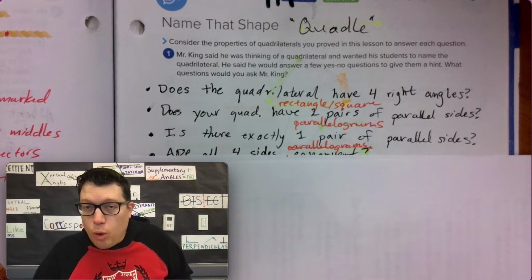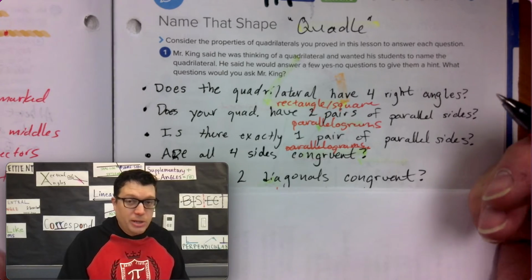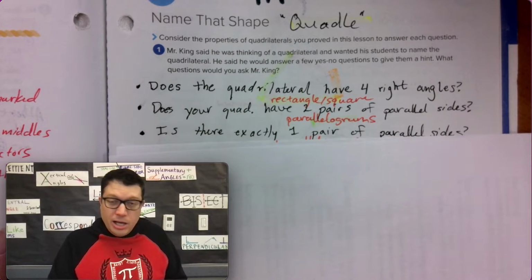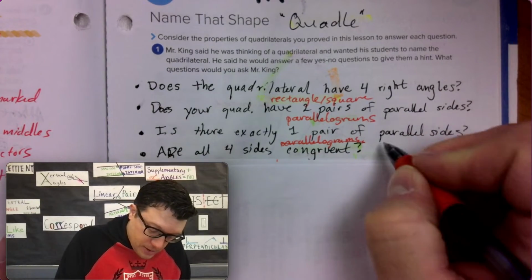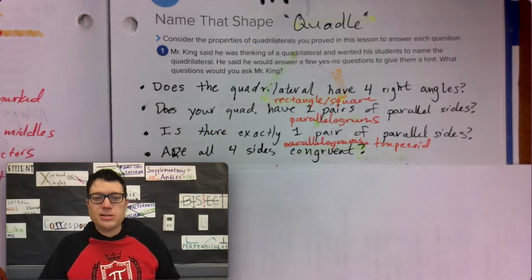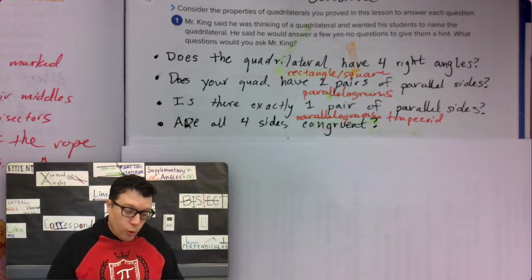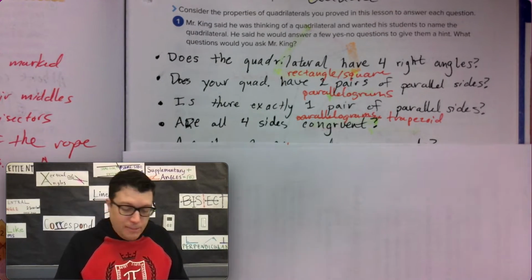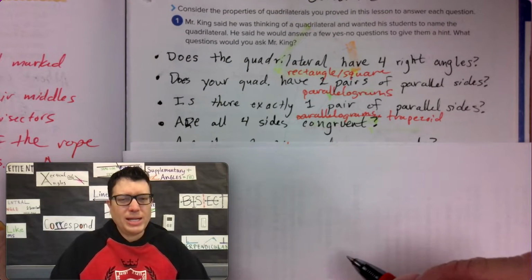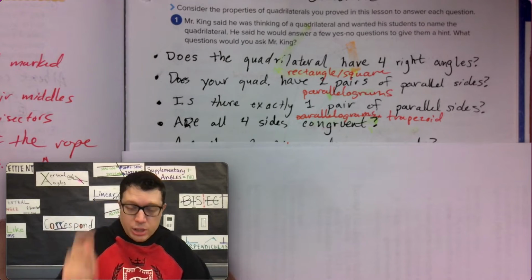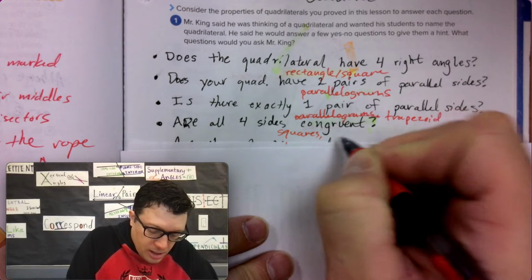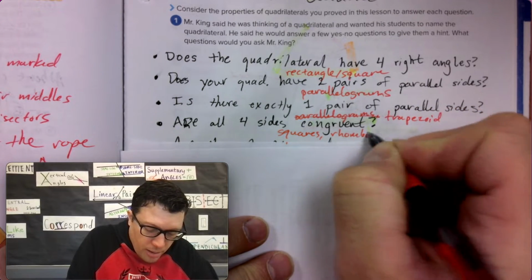Is there exactly 1 pair of parallel sides? That's a smart question, because if you have a yes answer to this one, then maybe they're thinking of a trapezoid. In a trapezoid, there's only 1 pair of parallel sides. Are all 4 sides congruent? If you get a parallelogram shape and you have 4 right angles, then you're done. No, you're not. That's a rectangle. So to go one extra level of clarity, are all 4 sides congruent? Those are squares and rhombuses, or rhombi.